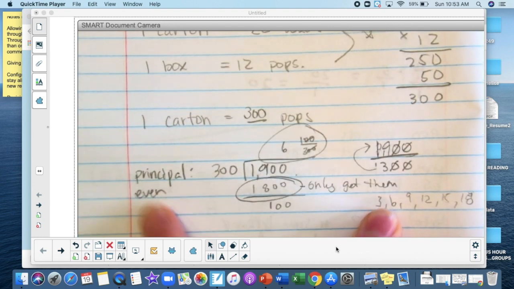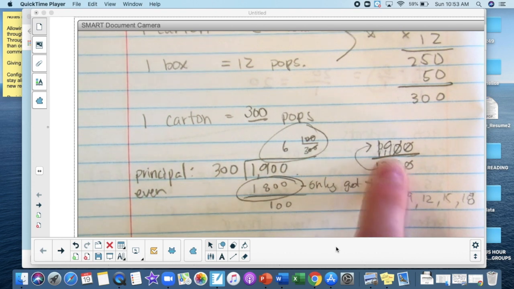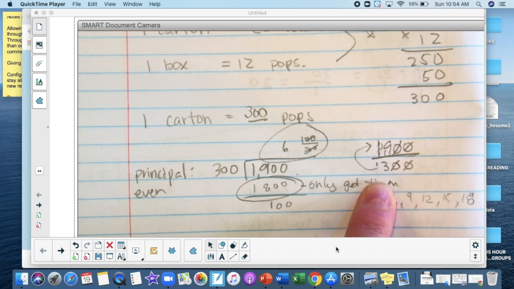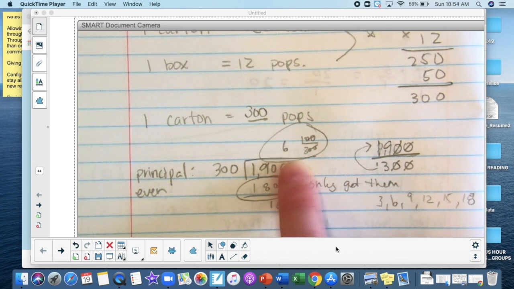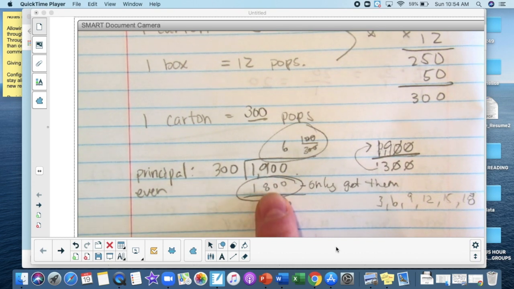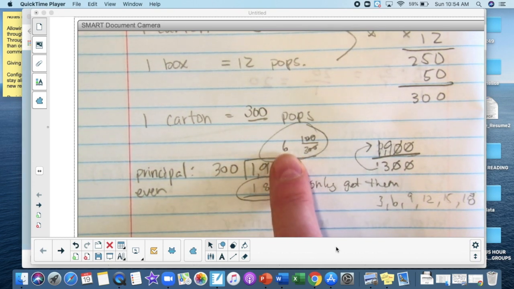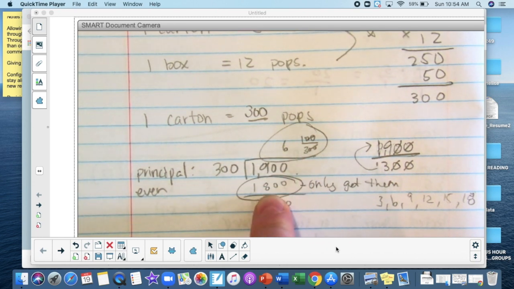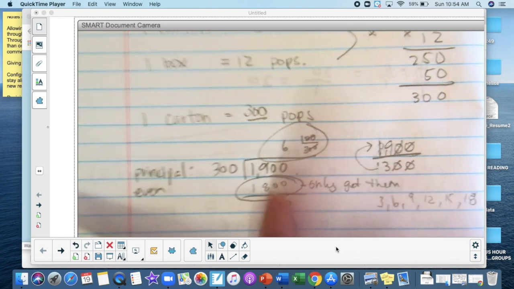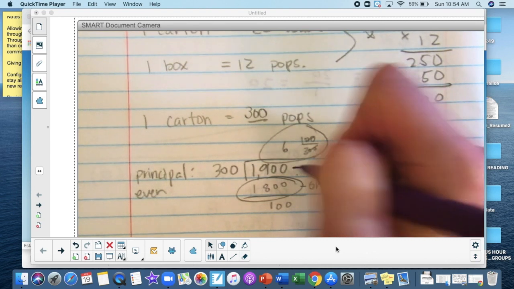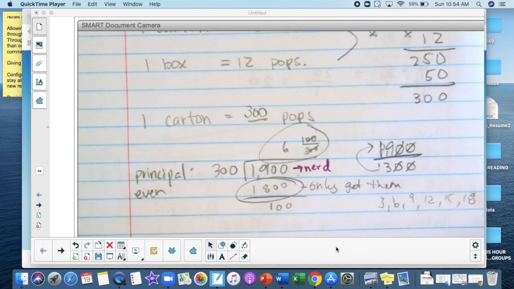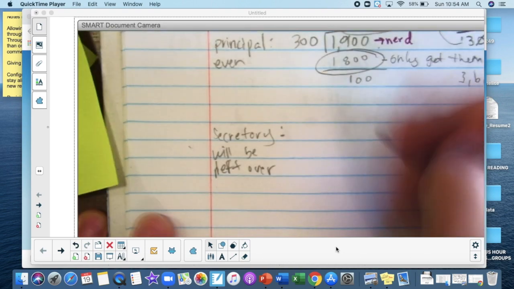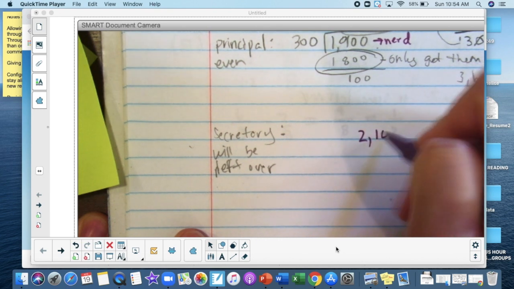All right? The principal says it's even. I know that 1900 divided by 300, if I take out those zeros, I know 3 isn't going to go into 19 equally. So if there's 6, I'm only getting 18. If they order 6 cartons, because there's 300 popsicles in each carton, I'm only getting 1,800 popsicles. I need 1,900. So I'm thinking that we need 7 cartons, because 7 cartons will be 2,100.